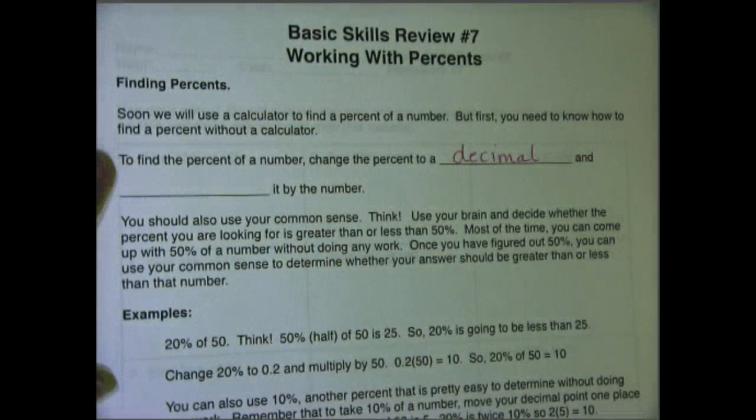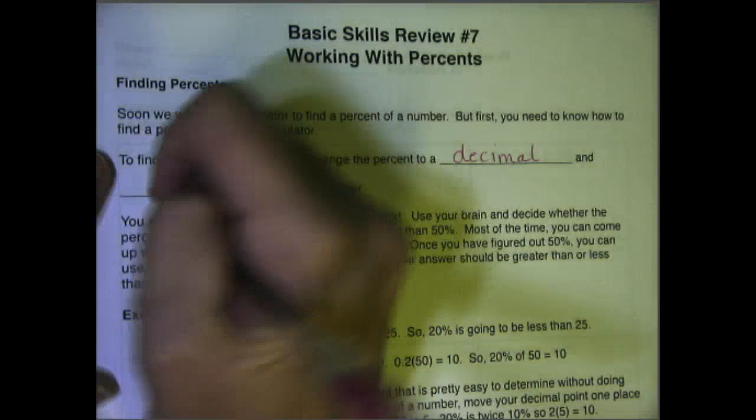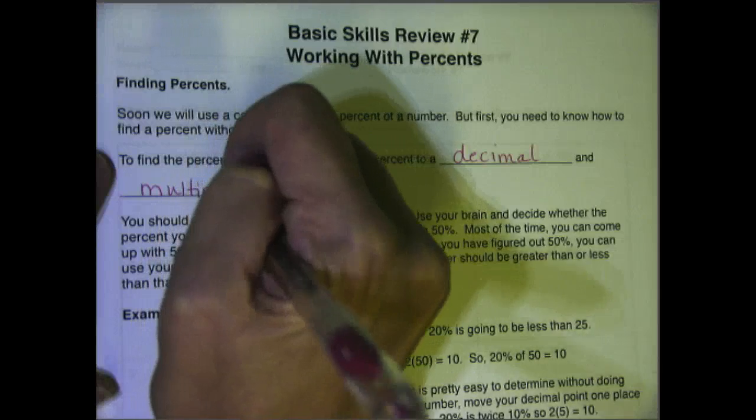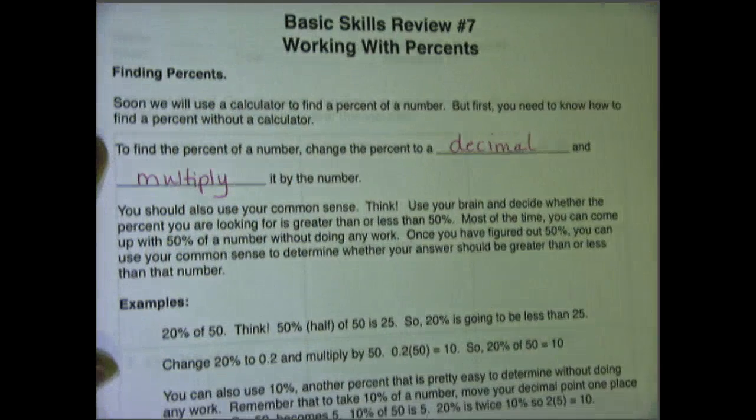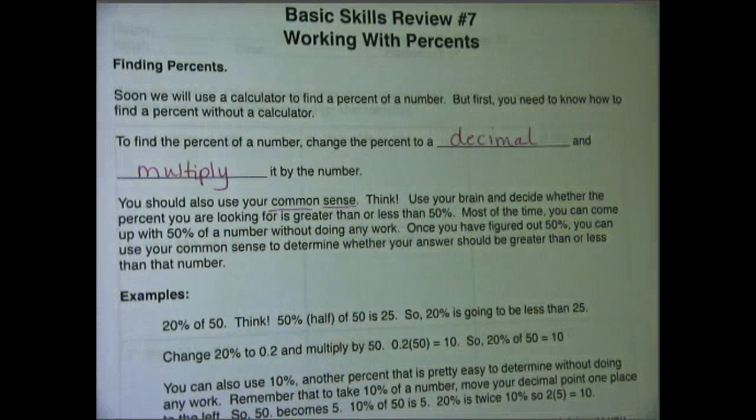We change a percent to a decimal by moving our decimal point 2 places to the left. So to find the percent of a number, change the percent to a decimal and multiply it by the number. You should also use your common sense. Think, use your brain and decide whether the percent you are looking for is greater than or less than 50%. Most of the time you can come up with 50% of a number without doing any work because 50%, remember, means half. So once you have figured out 50%, you can use your common sense to determine whether your answer should be greater than or less than that number.